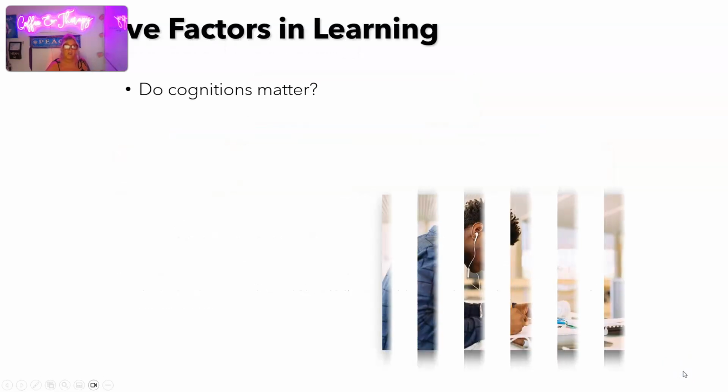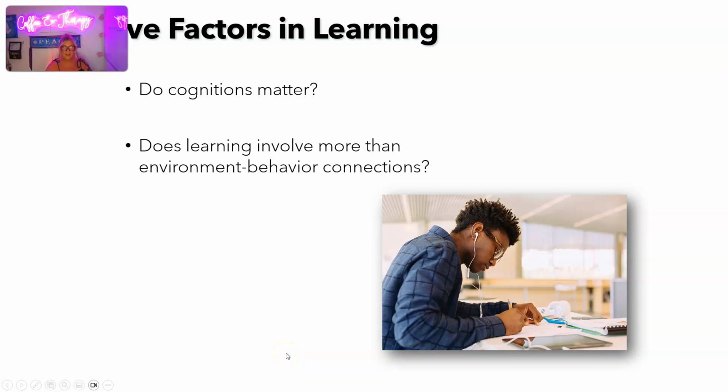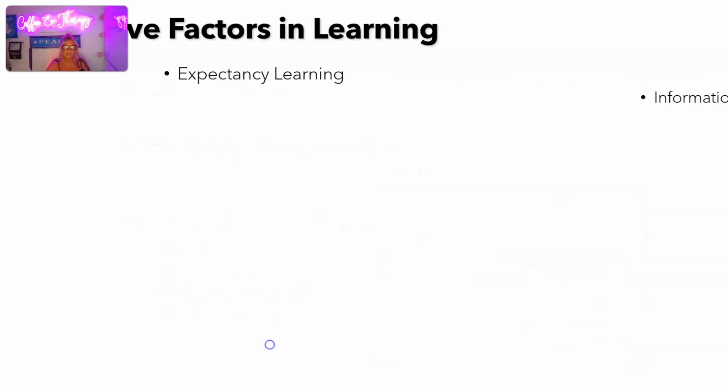Who knows? All right, so do cognitions matter? Cognition means thinking. Of course it does. Does learning involve more than environment-behavior connections? Of course it does. There is also purposive behavior in humans: goal-directed behavior and goal setting, self-regulation, and self-monitoring. These are things that are within us as learning human beings.